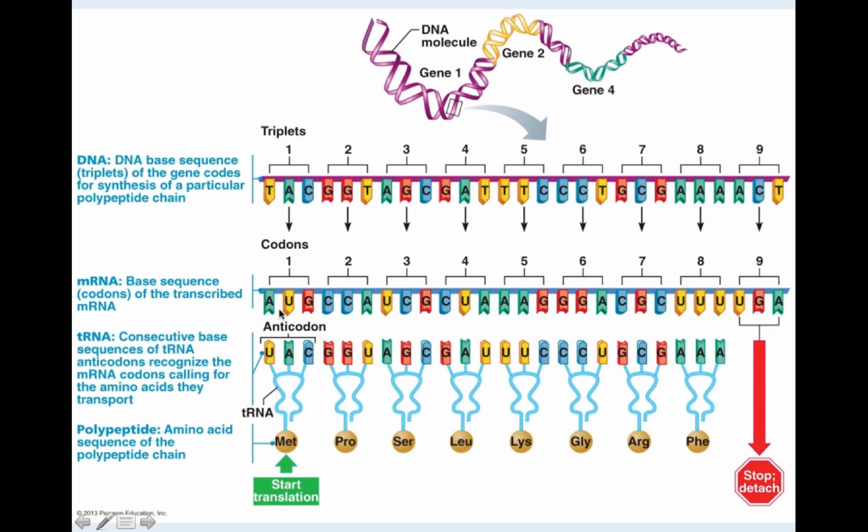So UAC matches up with AUG. All right, and that's the methionine, which is always the start. Now you've got CCA. And so the tRNA, the anticodon, this is the codon here, the anticodon is going to be GGU, and GGU codes for proline. Only proline, nothing else. So serine is AGC, and so if you go back, you'll see UCG.